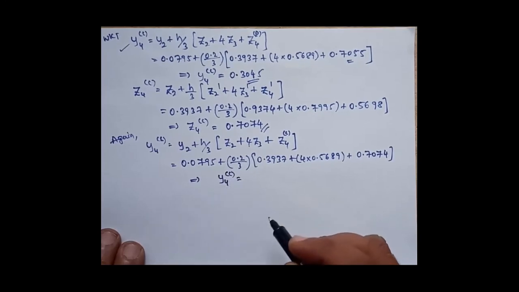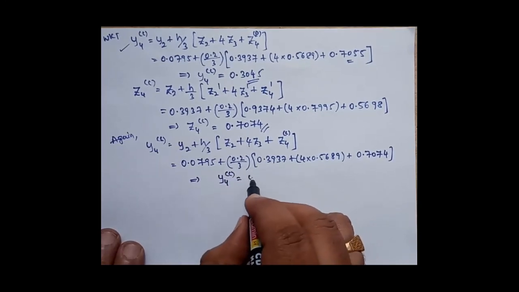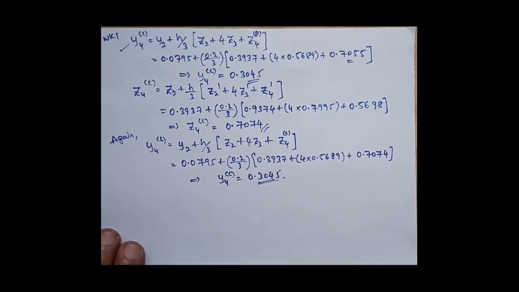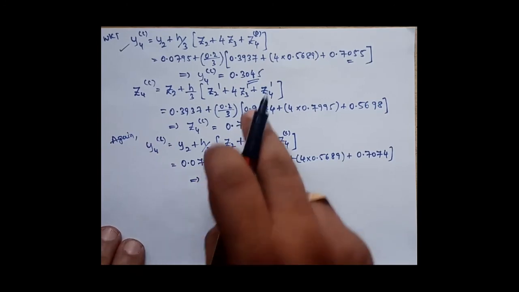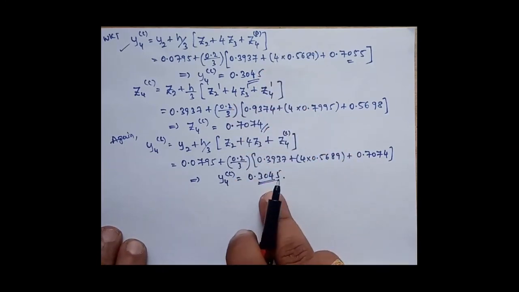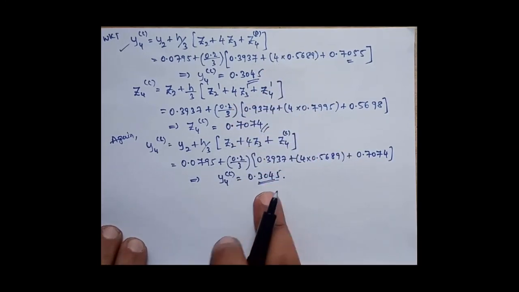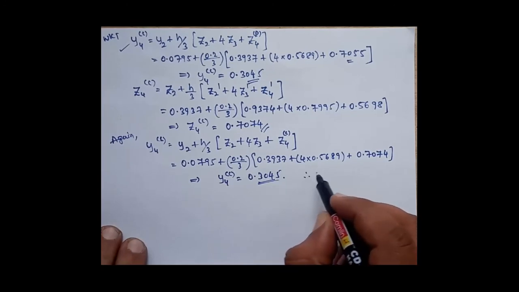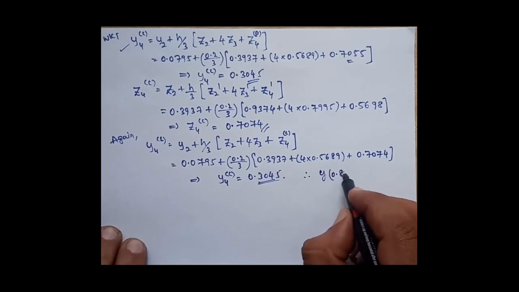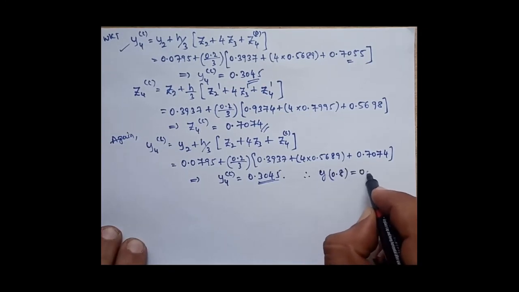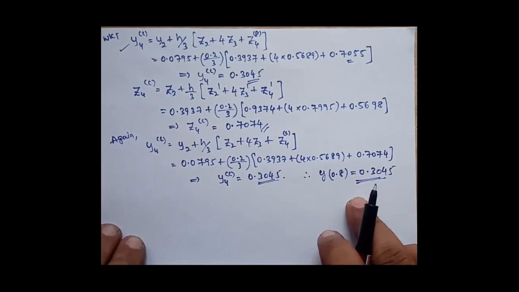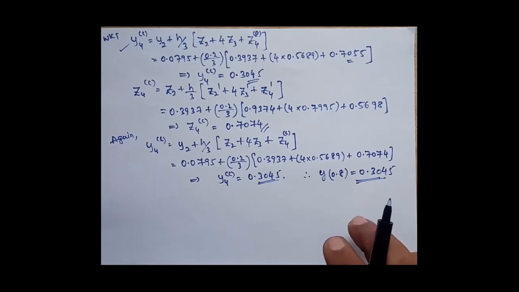We get y4c, the corrected value, as 0.3045 once again. This second-time corrected value is the same as the corrected value we got here. So these two are the same. When the two corrected values are the same, you can conclude that the value of y at x equal to 0.8, y of 0.8, is 0.3045. This is the required answer, the required solution for your problem.